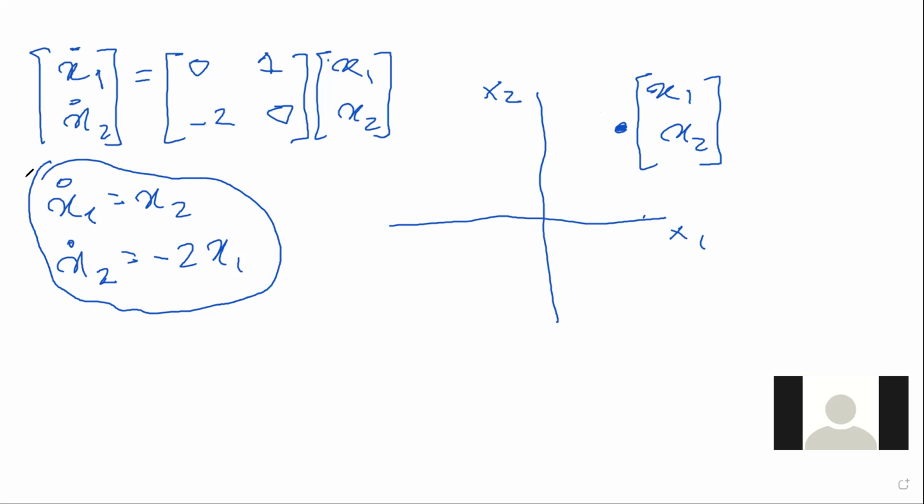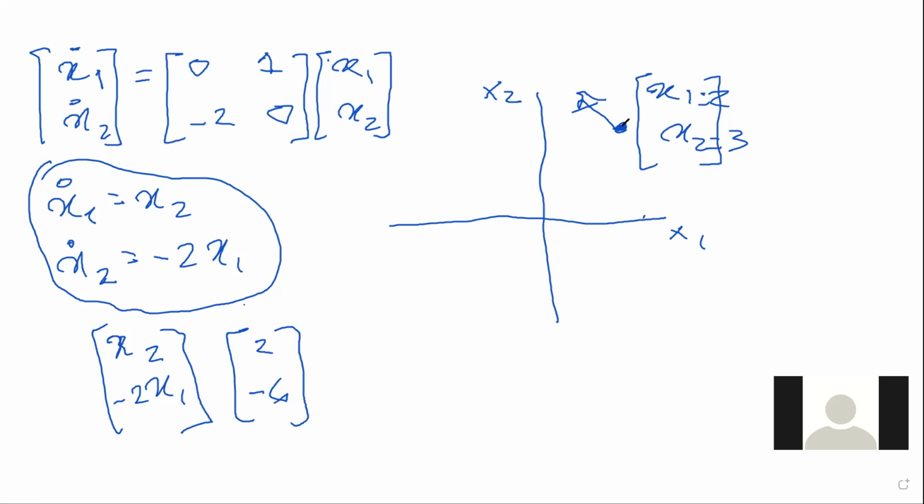The sign of the derivatives. The sign of the derivative. So you are going to move in the direction of x2 and minus 2x1. So this defines a vector pointing somewhere else. Suppose that x1 is 2 and x2 is 3, then you are going to move in the direction defined by 2, minus 6. So here, 2, minus 6, you are going to move in this direction here, not there.